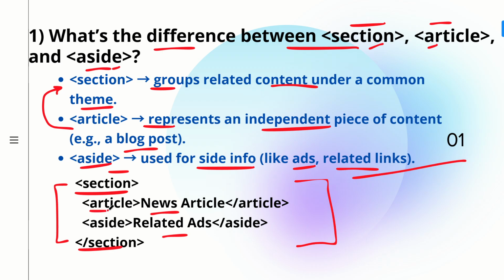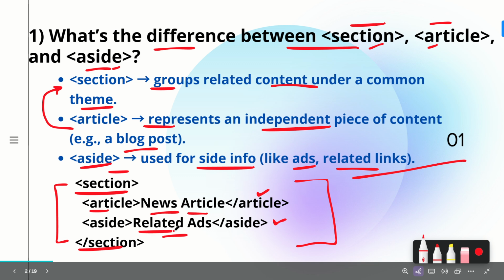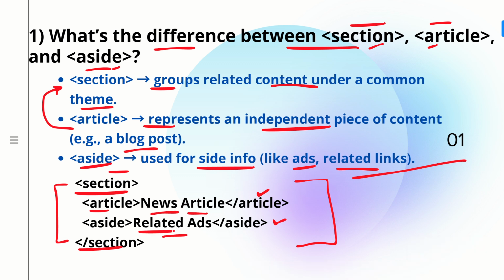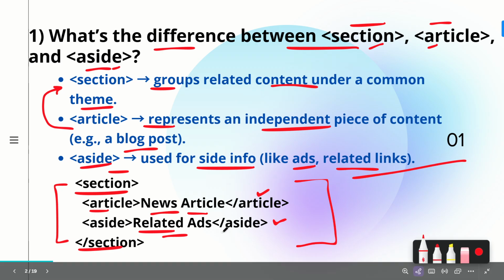Then we see article. What is article doing? It is an independent piece of content like a blog post or some news article or some article on some celebrity. So those articles can be present in this element. Then we have aside. You can see it is useful for the related ads. So if you are in the sports section, you will have sports related ads. If you are in the international news section, you will have some similar ads. So that is how aside works. That is what aside conveys.